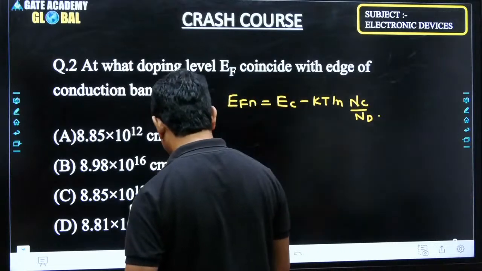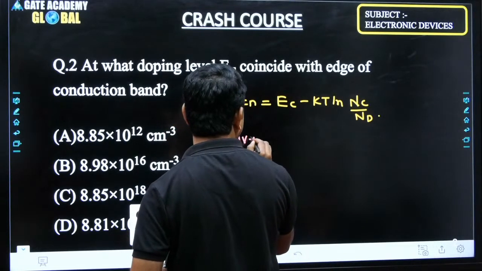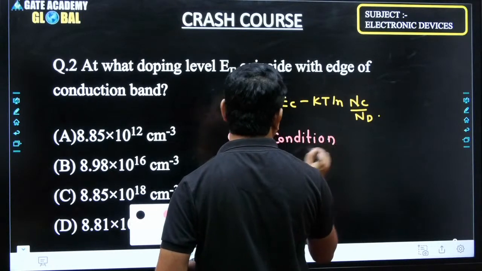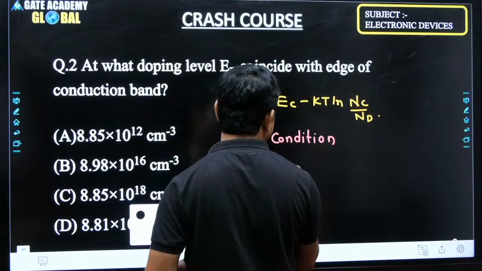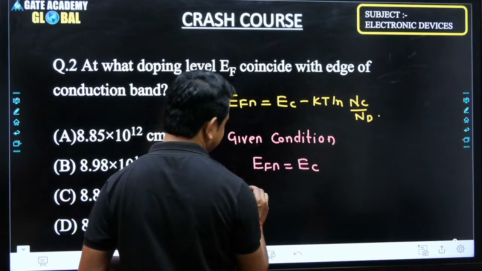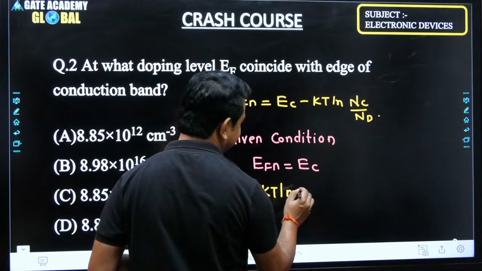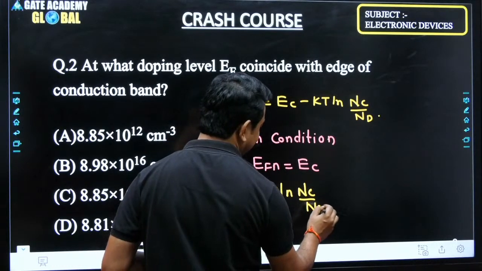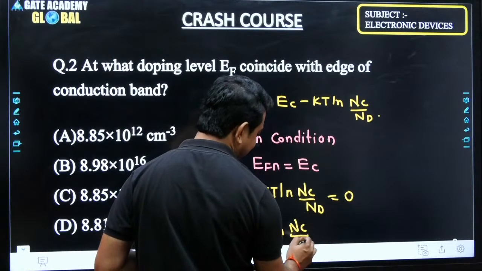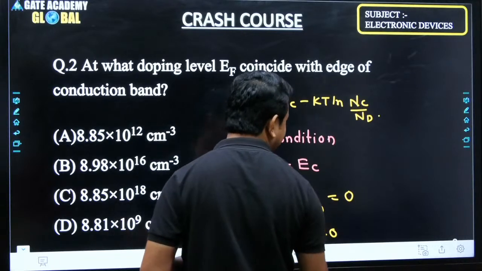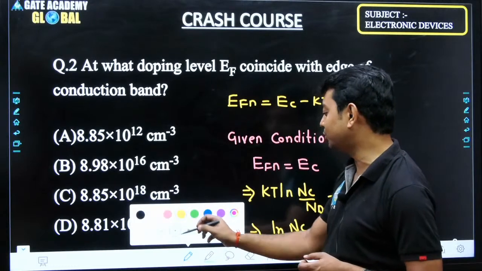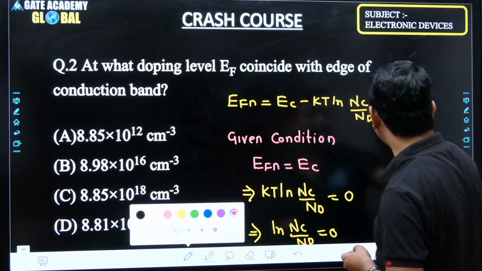In this question, what is the given condition? The condition given is EFN is equal to EC. So this implies KT ln NC divided by ND is equal to 0, or ln NC divided by ND is equal to 0. When we have NC equal to ND, ln NC divided by ND will become equal to 0. Whenever we are having what?